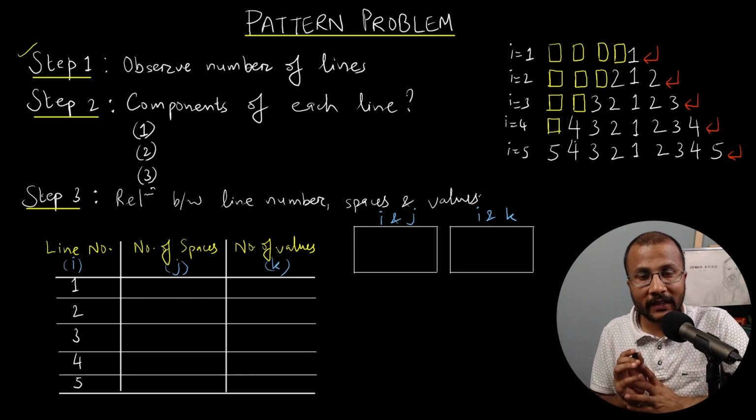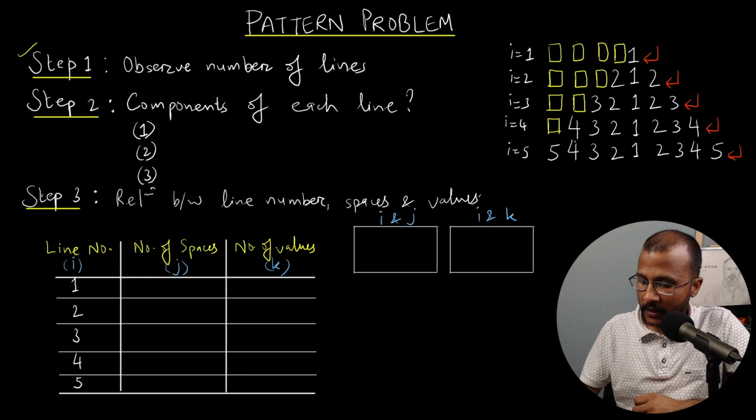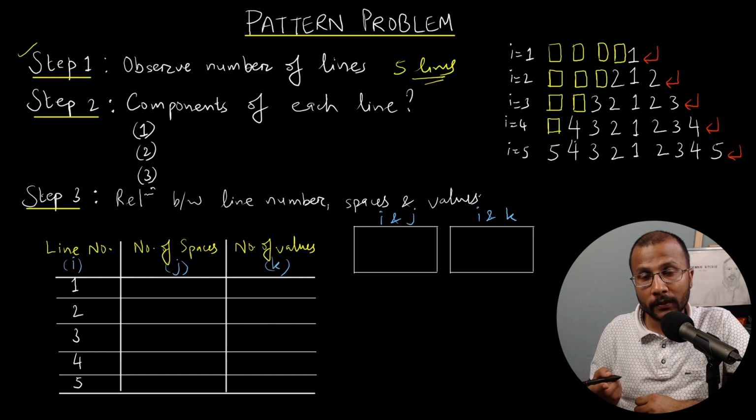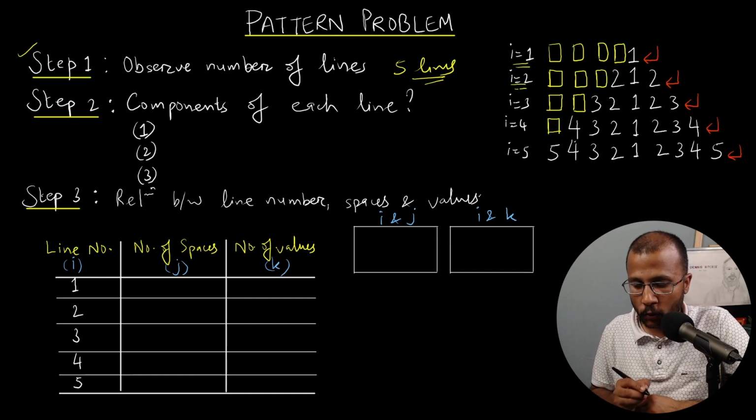In order to solve any pattern problem like this, step number 1 is to observe how many lines there are in this pattern. If you just look at this pattern, there are 5 lines. Because I need to run a loop that takes care of each line, I can use a variable to indicate each line. Here I am assuming that I equals 1 indicates line number 1, I equals 2 indicates line number 2, similarly, I equals 5 indicates line number 5. So step number 1 is done. We have noted down the number of lines in this particular pattern.